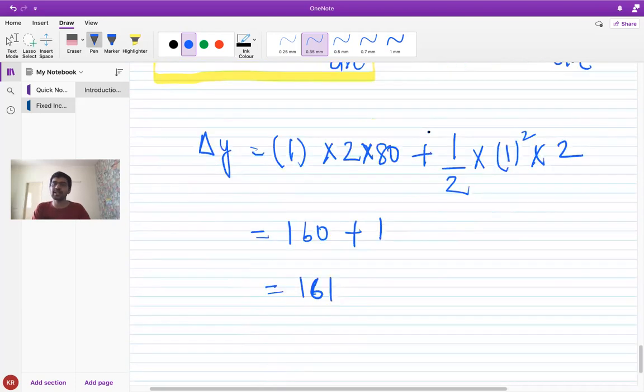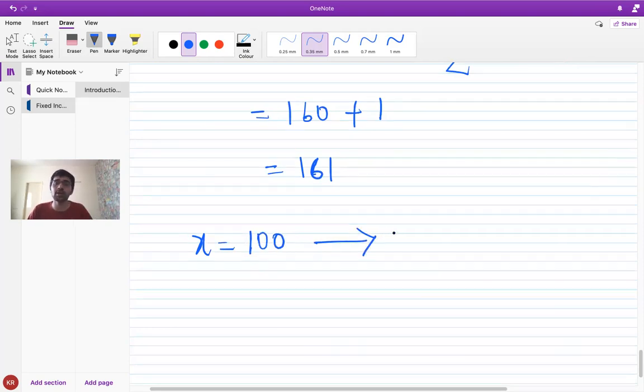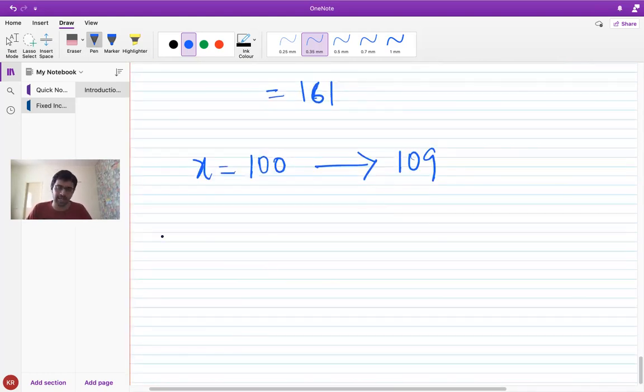Now very quickly, let's hypothetically cross check. Let us say the value of x is equal to 100 and I am increasing x not by 1 unit this time. Let us say I'm increasing it from 100 to 109, some random number. Now let's see how much should be the change in y.